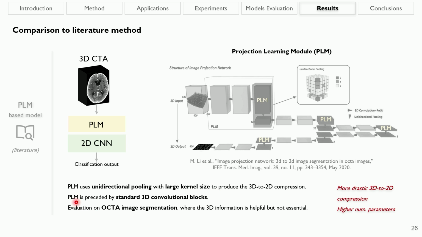Also, their PLMs are preceded by standard 3D convolutional blocks, which use isotropic convolutional filters. Therefore, the method performs a more drastic 3D-to-2D compression and requires more parameters. Also, they evaluated their method on OCTA image segmentation, which is a task where the 3D information is helpful but not essential, since they could already obtain satisfactory results using 2D models learning from 2D handcrafted projected image inputs.